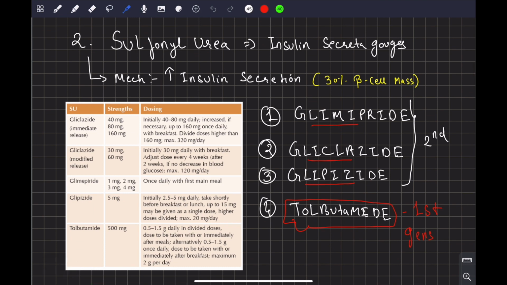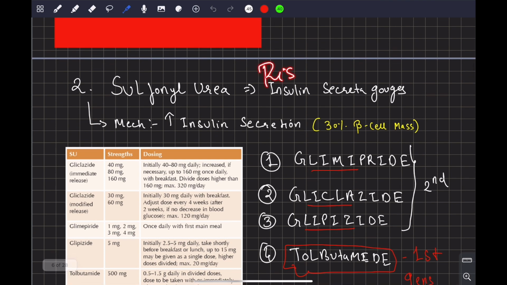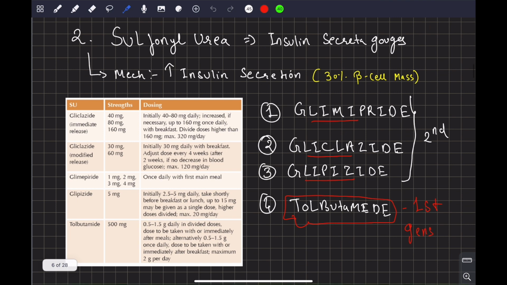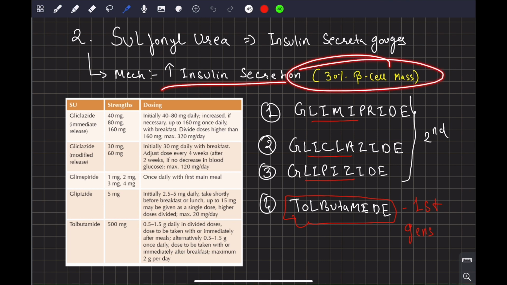Moving forward, now let's learn about the drugs. Sulfonylureas are insulin secretagogues, and understand that both these drugs increase insulin secretion. So with this, there will be a risk of hypoglycemia. These drugs will cause hypoglycemia if the dose is excessive, or if there is a skipped meal. If the patient skips the meal and takes a sulfonylurea or meglitinide, there will be hypoglycemia. Remember this. So we have learned the mechanism. We require 30% beta cell mass for sulfonylureas to work, right?